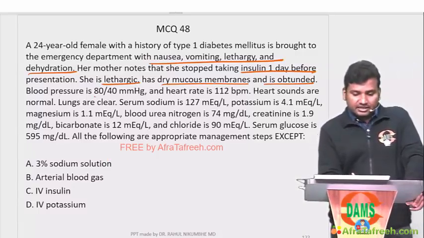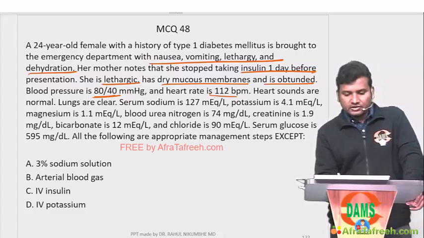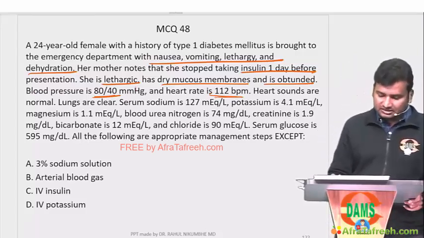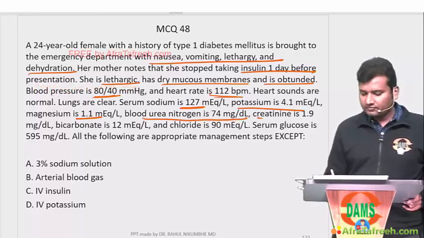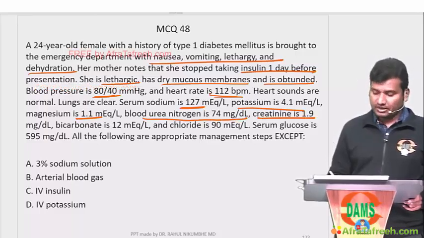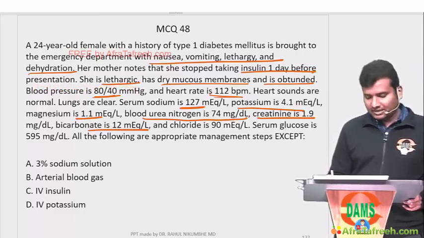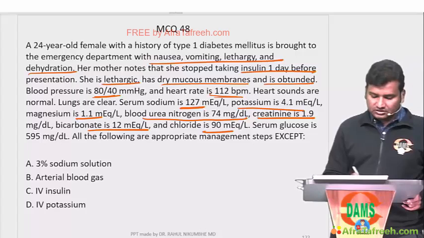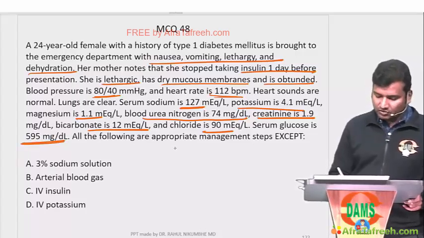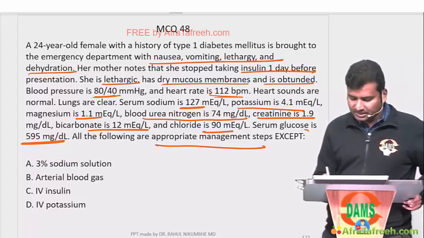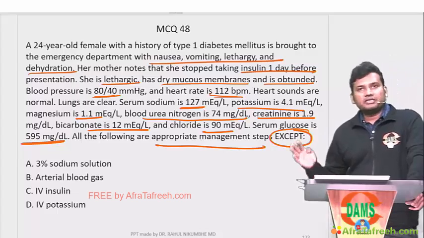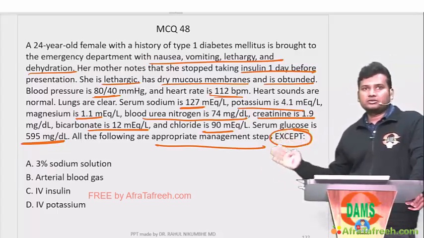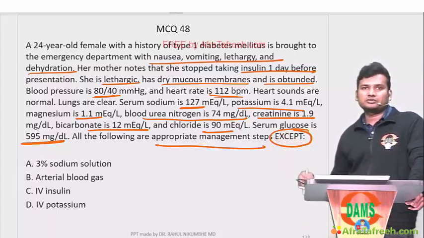Blood pressure is 80/40, hypotension, heart rate is 112, heart sounds are normal, lungs are clear, serum sodium 127, potassium 4.1, magnesium 1.1, blood urea nitrogen 74, creatinine is increased 1.9, bicarb decreased 12, chloride 90, serum glucose is 595. All the following are appropriate management steps except. So MCQ is very important. The patient is a case of diabetic ketoacidosis. All features of diabetic ketoacidosis are given.